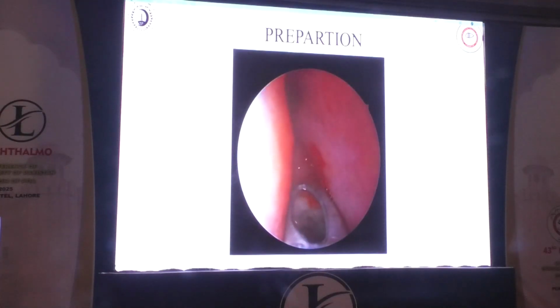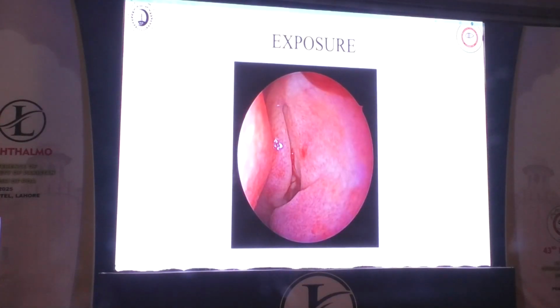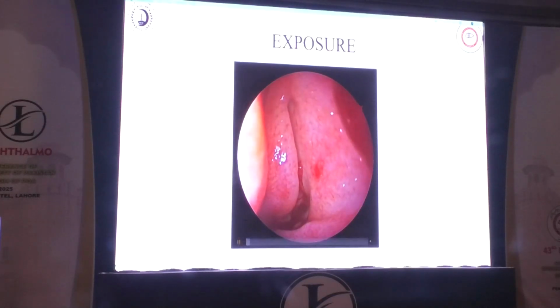The next step is the exposure. After the decongestion and shrinkage of the sinonasal mucosa, there is a good exposure to work. You can easily see the middle turbinate. This is a pointer. This is the endoscopic view of the nasal cavity. This is the middle turbinate, this is the attachment of the middle turbinate, this is the inferior turbinate, and this is the lacrimal sac region. You get this picture after proper decongestion and vasoconstriction.